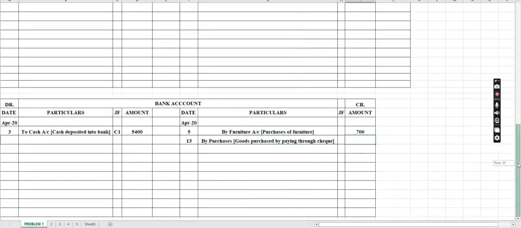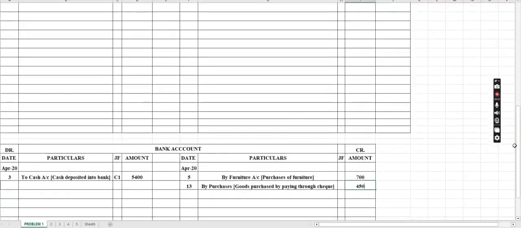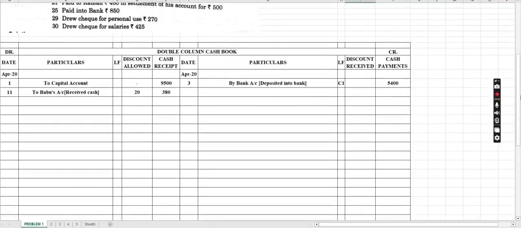Next, for how much amount? That is 4,500 rupees. 4,500 rupees is credited. Means the amount is going. Credit means payments, so this side I will write payments. Here amount receipts. So when we purchase the goods or we purchase the furniture, amount is going. That's why we are crediting that. But when cash is deposited into the bank account, amount is coming. That's why we are debiting that. Okay, next.